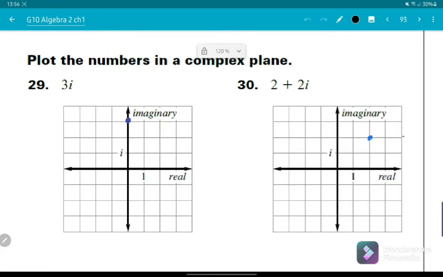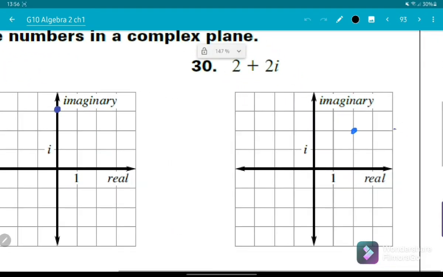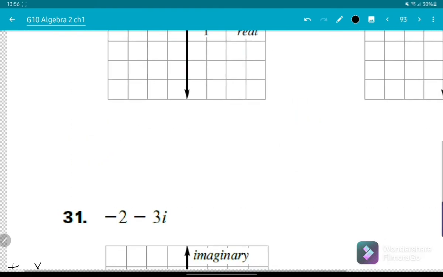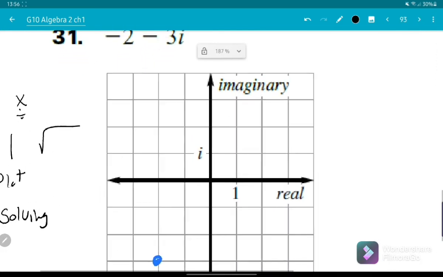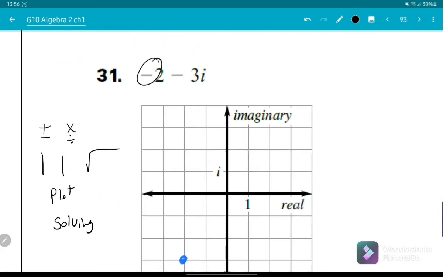How to plot the numbers in a complex plane? We have 2 as the real part and 2i as the imaginary. So we move how many numbers in real? We move 2 times, and how many imaginary parts? We move up 2. If this was negative 2i, the answer would be positive 2 and negative 2. So what about this one? It's negative 2 and negative 3. Negative 1, negative 2, negative 2 and negative 3.